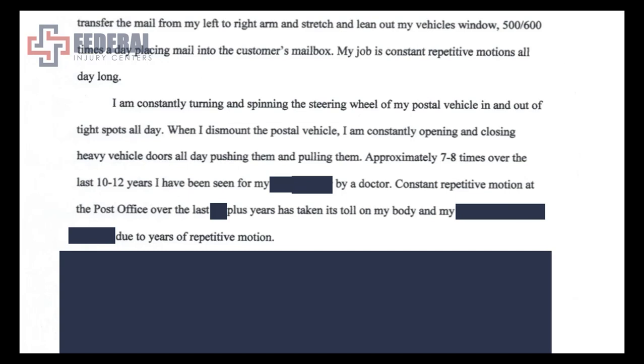Approximately 7 to 8 times over the last 10 to 12 years, I have been seen for my blank by a doctor. Constant repetitive motion at the post office over the last blank plus years has taken its toll on my body and my blank due to years of repetitive motion. Respectfully submitted by your name.